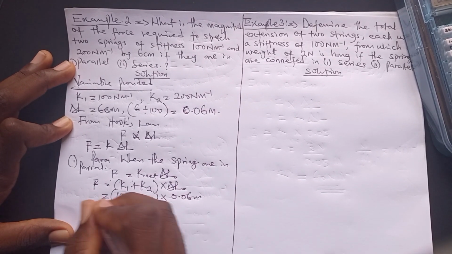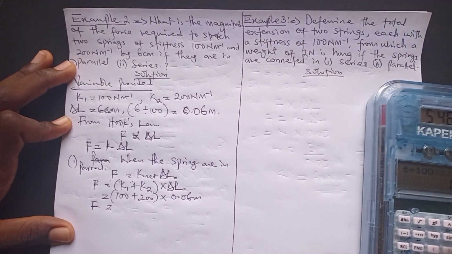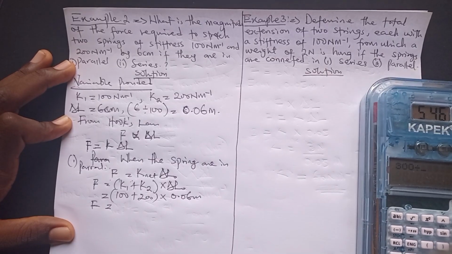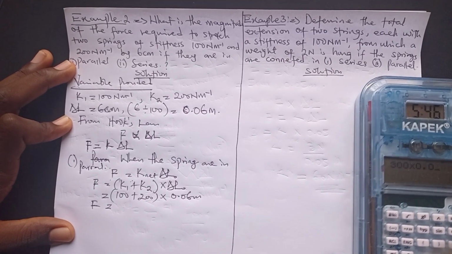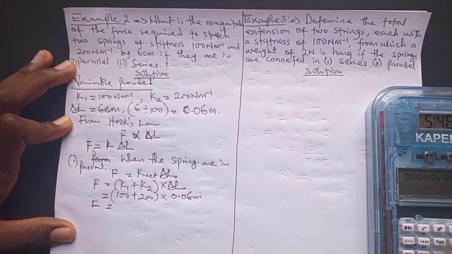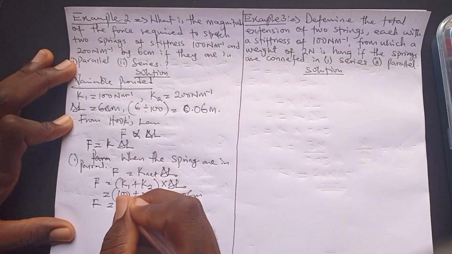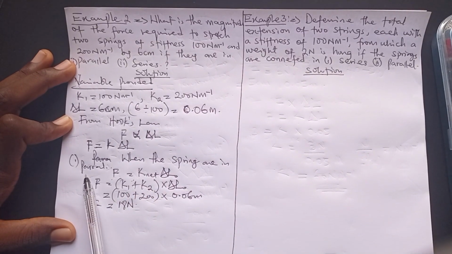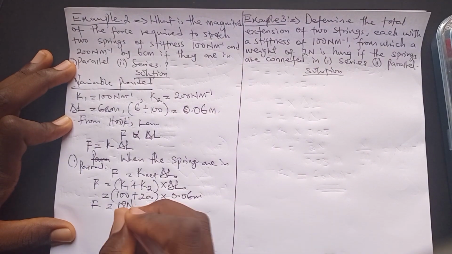So if you punch your calculator, 100 plus 200 is 300. So we have 300 times 0.06 meters, which is 18 Newton. So our value for the force is what? 18 Newton. When the springs are in parallel, the magnitude of the force is 18 Newton.